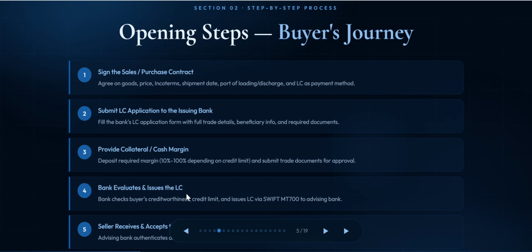Bank evaluates and issues the LC. So basically, a bank will check the creditworthiness, credit limit, and issues the LC via SWIFT MT 700 to the advising bank, right? And then the seller will receive the LCs through the advising bank. Advising bank's main role is to authenticate and take the charges, and then they will advise the LCs to the beneficiary.